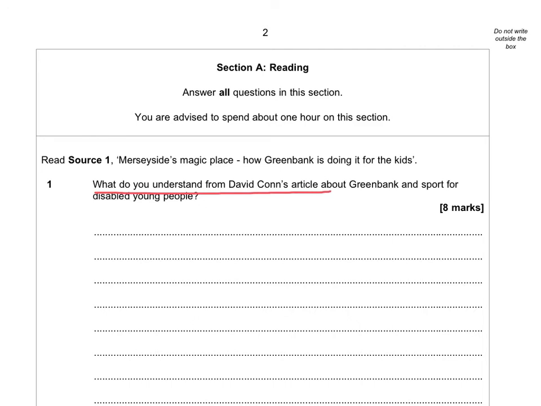Here we have another text, another question from a different exam paper, and it says, what do you understand from David Conn's article about Green Bank and sport for disabled young people? So this is again another example of how the question can confuse you. So again, if we get rid of that, it becomes much clearer. What do you understand about Green Bank and sport for disabled young people? This phrase here, I think, is put in to separate those who can from those who can't. It stops you getting a band 3. If you focus on that, that confuses you when you read the question.